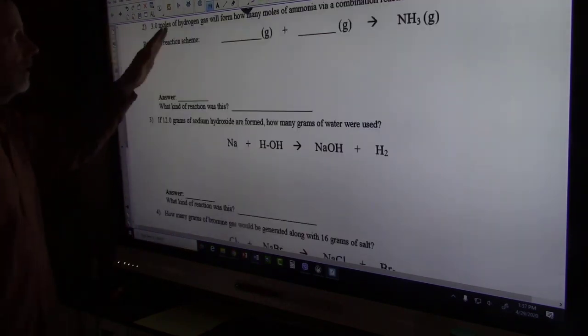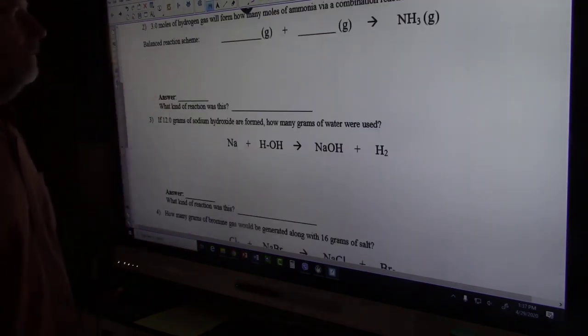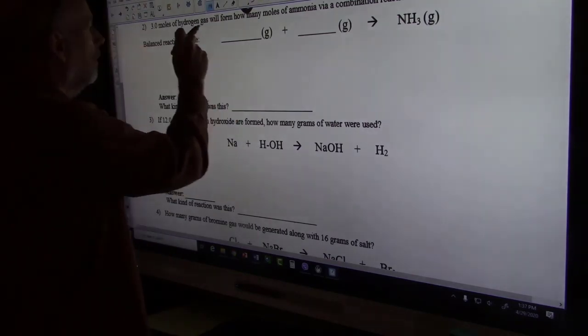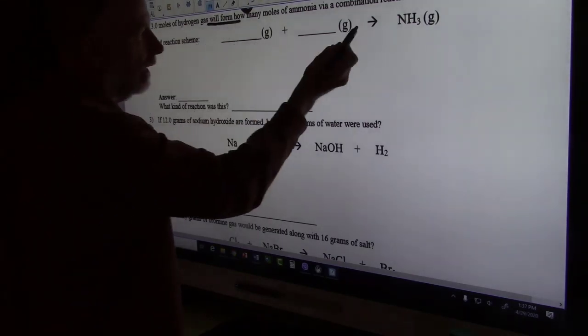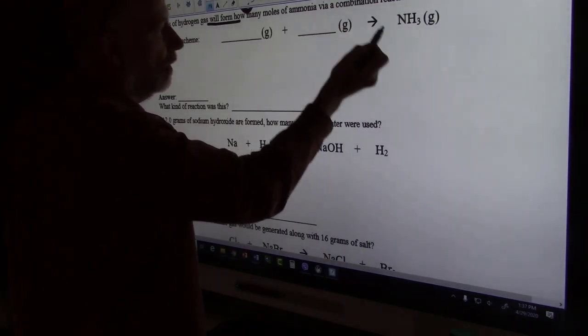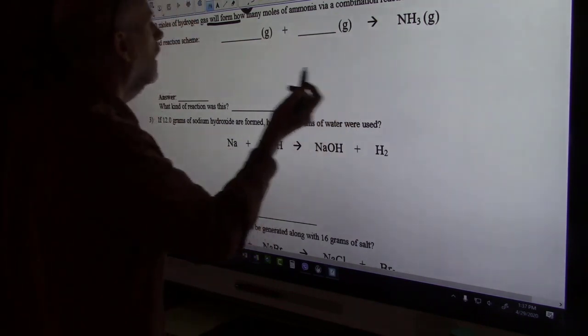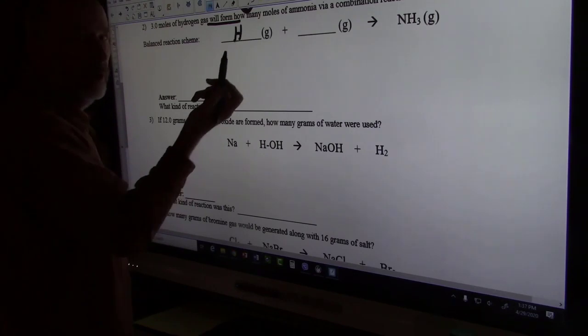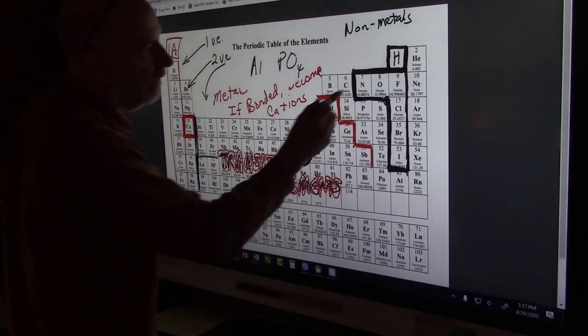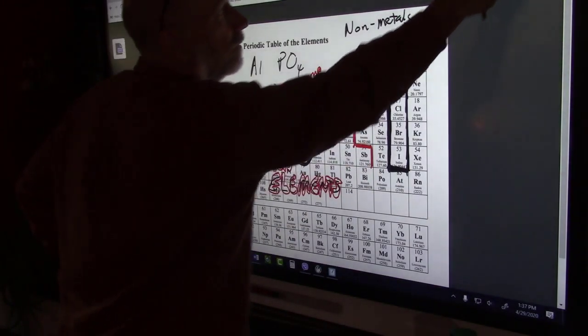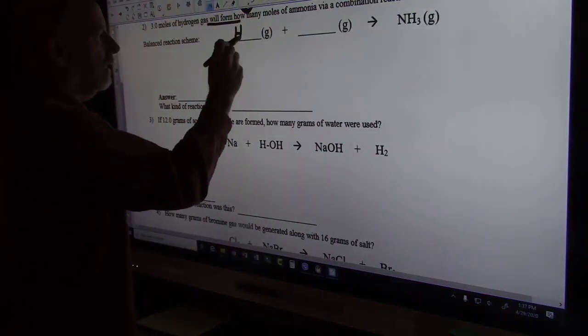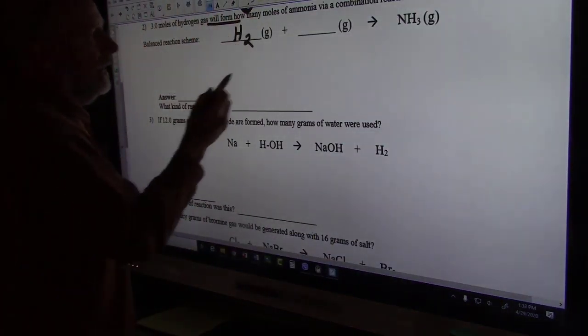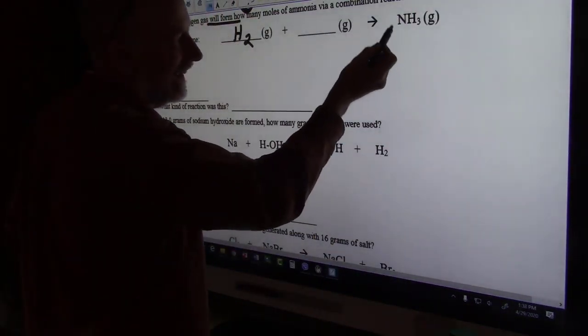3 moles of hydrogen gas will form how many moles of ammonia via a combination reaction? Will form, that's the arrow, that's the yield sign, ammonia. So this is obviously ammonia. And 3 moles of hydrogen gas, so that means you take hydrogen, that's one of the lucky 7, right? One of these, hydrogen by itself. So hydrogen is actually H2.